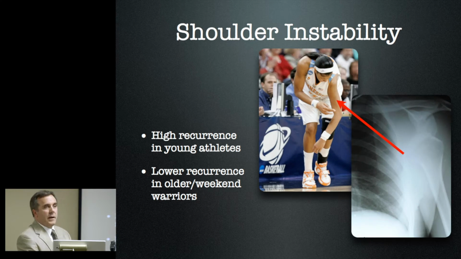Other things that can cause pain: shoulder instability. Often this is seen in the younger athlete with a dislocation. She dislocated her shoulder right during a basketball game. This is the humeral head. It's out of the joint. They popped it back in. They went on to win.